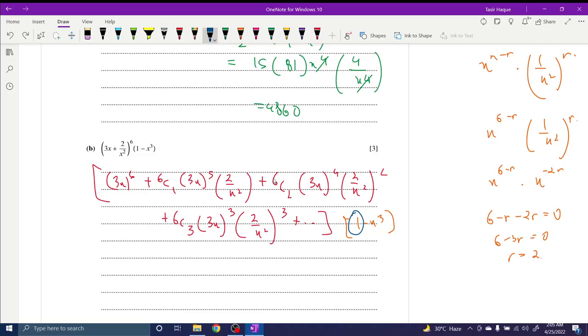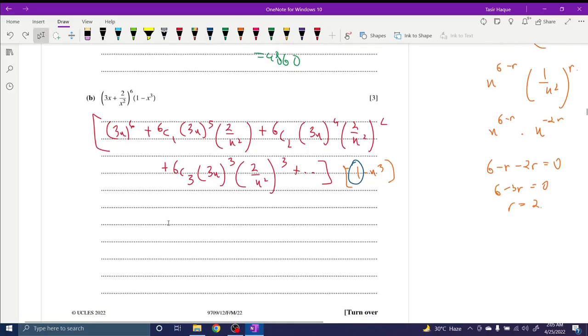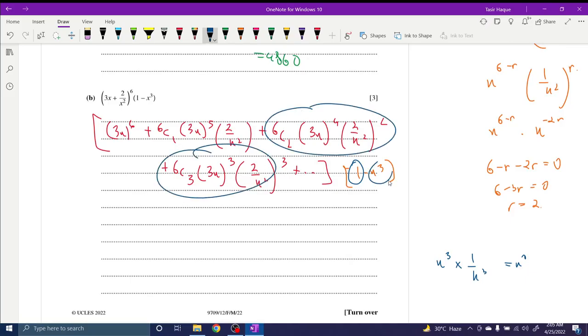And what's the other way? We also have an x cube over here, right? What if we multiply that x cube with something which results in getting x to the power 0? So what are we looking for? We want to multiply x cube with something that leads to x to the power 0. We're actually looking for 1 by x cube. And where can we find that? The first ones are positive, right? 1 by x cube is probably this term, 6c3 into 3x cube, divided by x to the power 6. So we are basically going to multiply this term and 1, and this term and x cube.